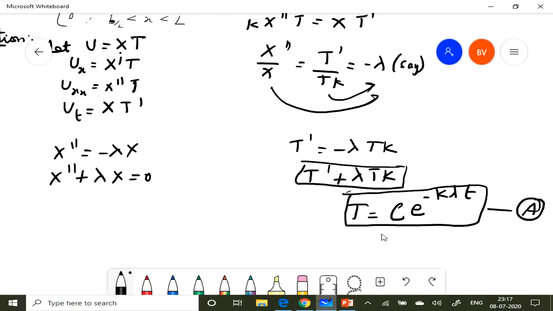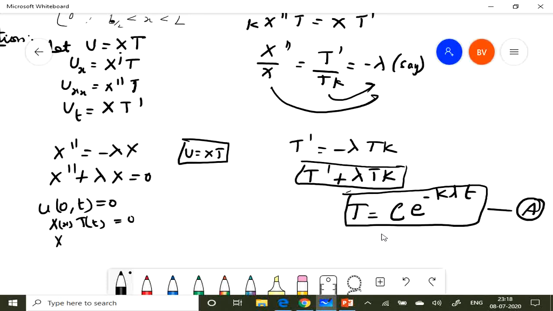Boundary condition 1. You should get some information from boundary condition 1. What is your boundary condition 1? U of 0, t is equal to 0, isn't it? When x is equal to 0, the temperature is 0 at the left end. We know that u is X of x times T of t; that is our assumption, isn't it? So X is a function of x, T is a function of small t, and u will be 0 when x is 0.